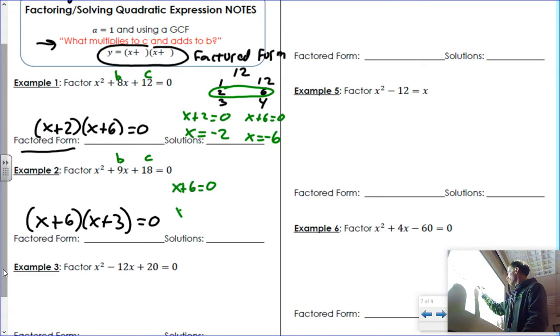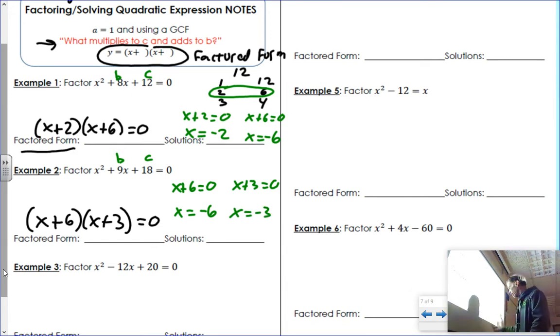Set the first one equal to 0, solve it. Set the second one equal to 0, and solve it. And that's it. Okay? It's really important. A couple of things I'm going to say right now before I do the next example.